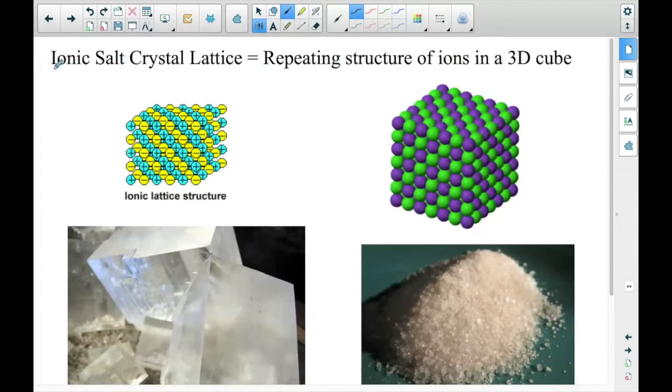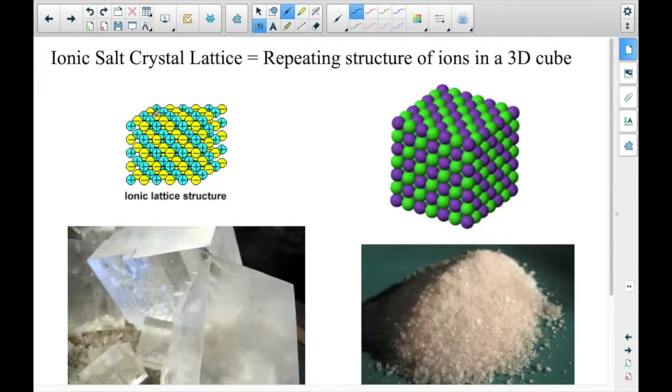In fact, you could take any of these four words right here and pick any two of them, in that order. So you could call it an ionic salt. You could call it an ionic crystal. You could call it an ionic lattice. You could call it a salt crystal. You could call it a salt lattice. You could call it a crystal lattice. Any of those are totally fine. As long as you say two words in that order, you're going to be great.